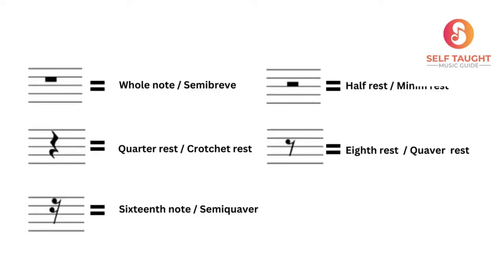Rests are just as important as notes in music, as they help to give us a sense of space and timing. So, let's dive in. A rest is a musical symbol that indicates a moment of silence or a pause in the music. Just like notes, they have different symbols and represent different lengths of silence. To identify musical rests, both the British and American terms are commonly used.